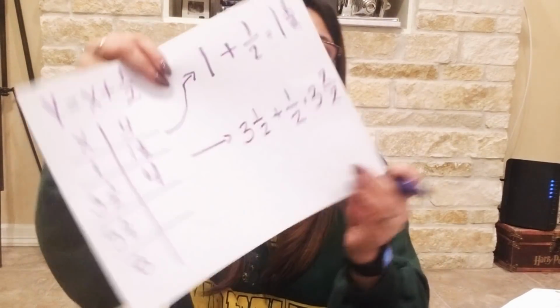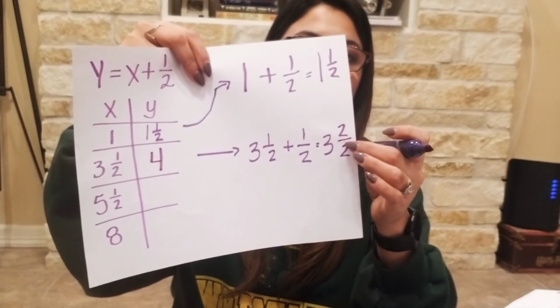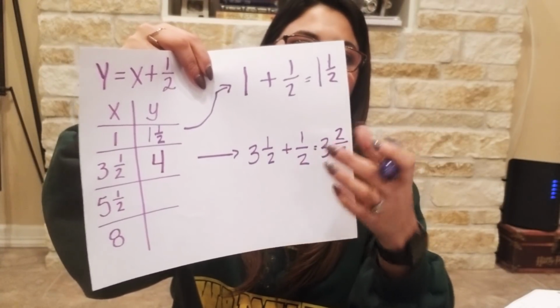Okay, because this right here turns into another whole. So it's 3 and a whole. That actually equals the 4. Okay, I'm going to do the next one.